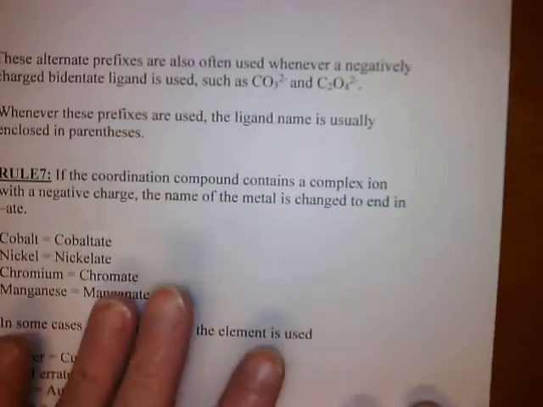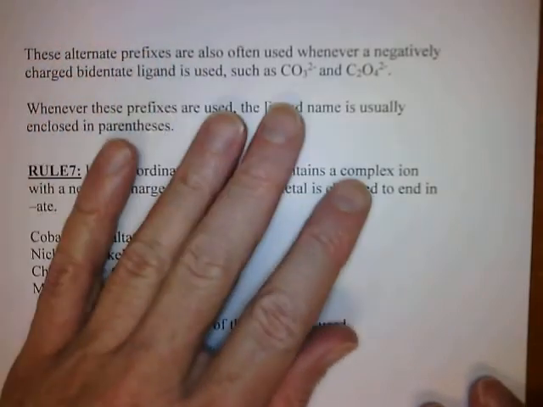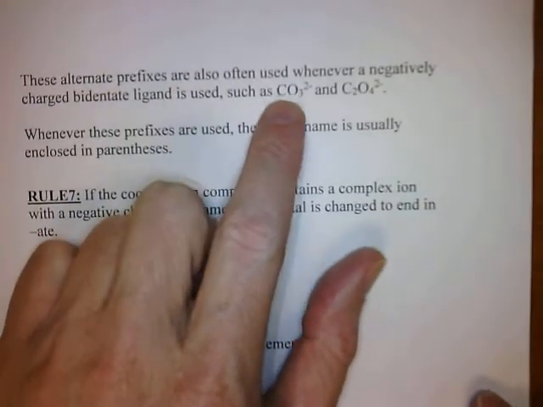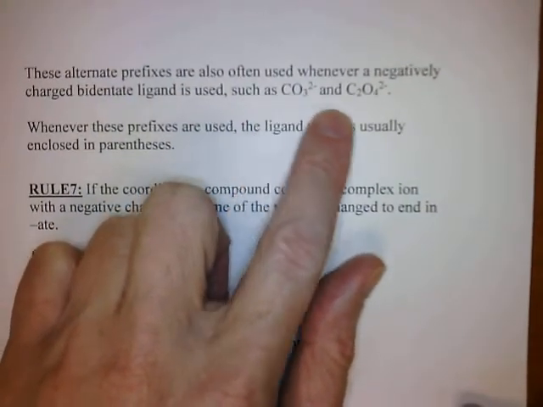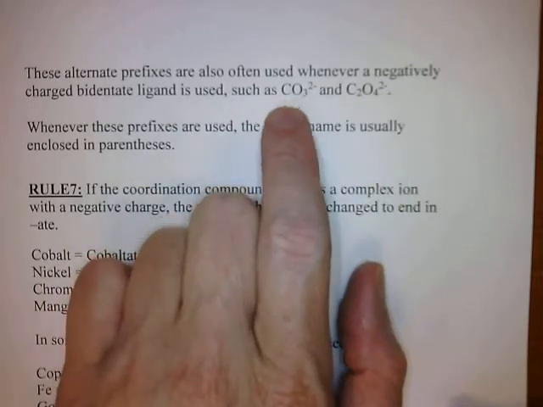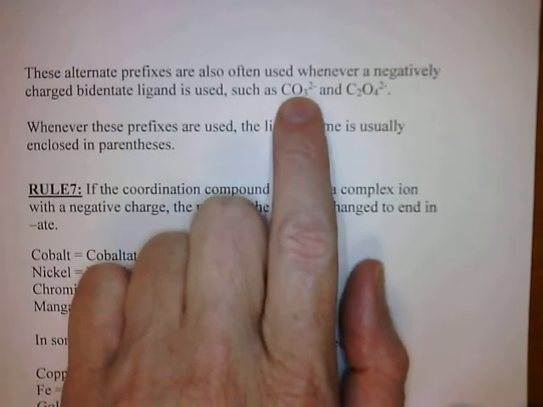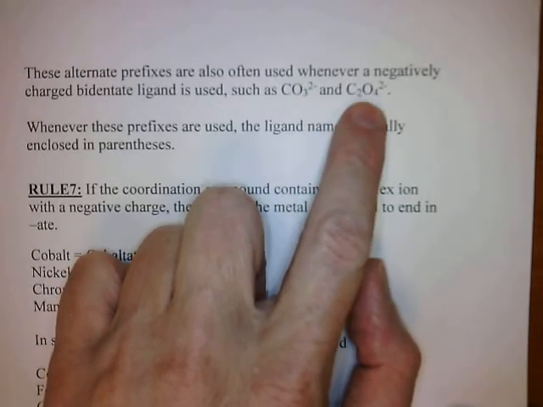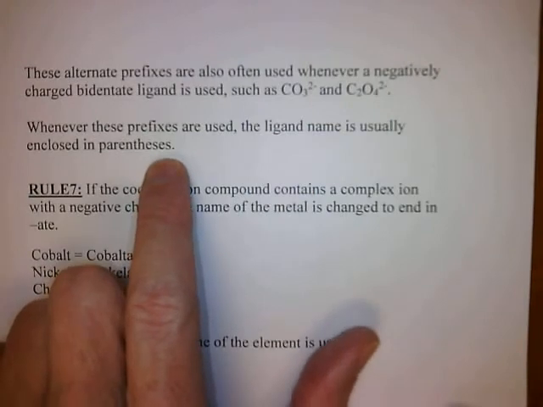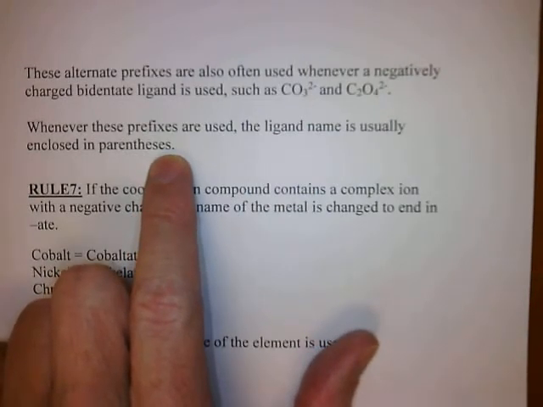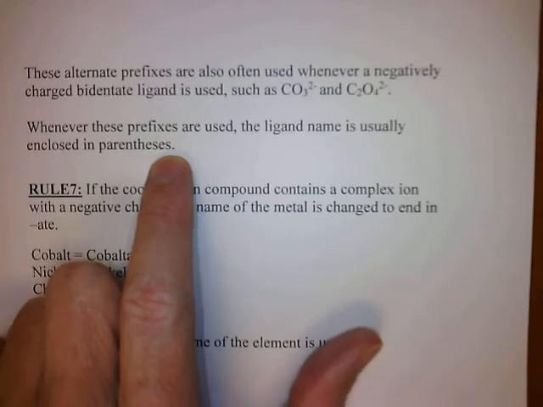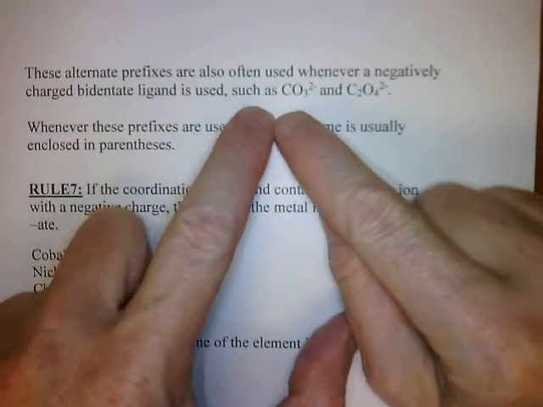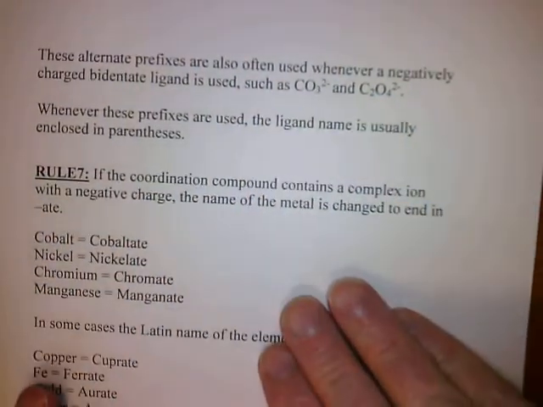Now, these alternate sets of prefixes, bis, tris, tetrakis, are often used when you have multiple negatively charged bidentate ligands like carbonate and oxalate. So you'd say bis carbonato, tris carbonato, or bis oxalato, tris oxalato. And whenever these prefixes are used, the ligand name is usually enclosed in parentheses. So you would say bis, parentheses, oxalato.